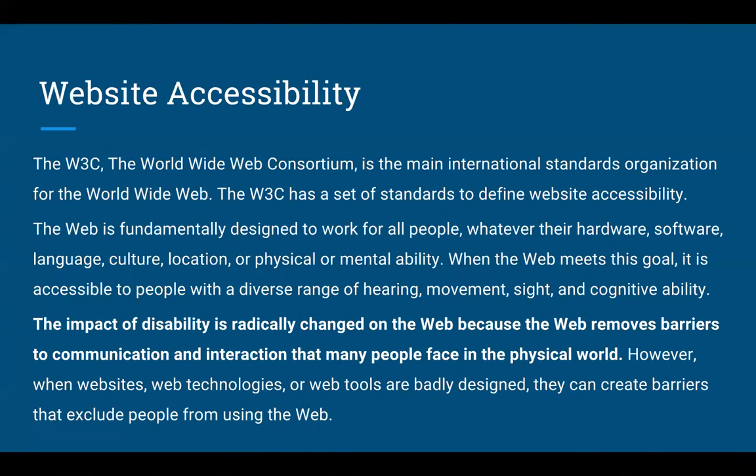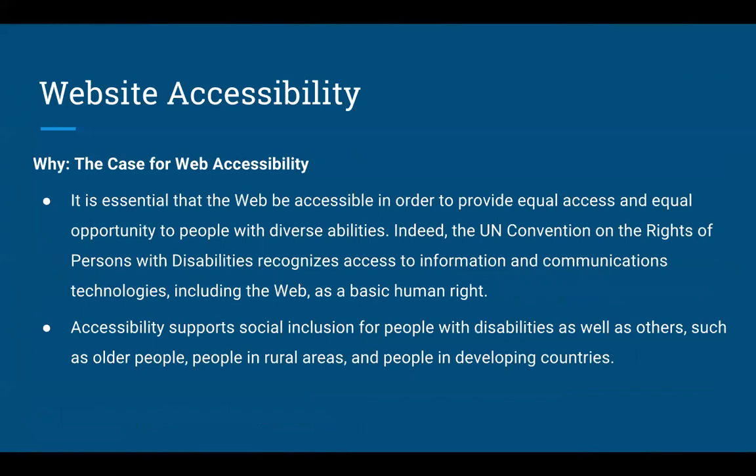So the impact of disability is radically changed on the web because the web removes barriers to communication and interaction that many people may face in the physical world. However, when websites, web technologies, or web tools are badly designed, they can actually create barriers that exclude people from using the web. So you want to make sure you break down all of those barriers when you are designing your websites. So this is the case for web accessibility. It is essential that the web be accessible in order to provide equal access and equal opportunity to people with diverse abilities.